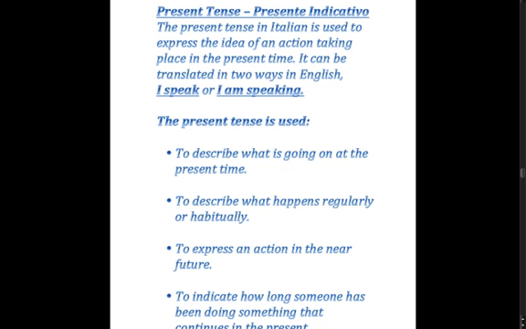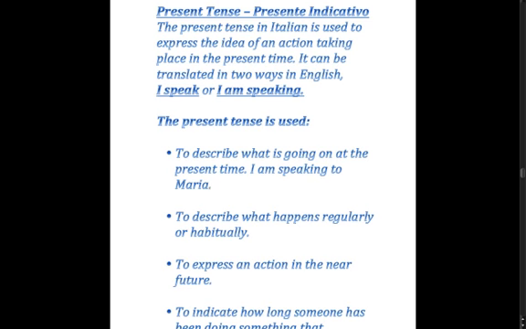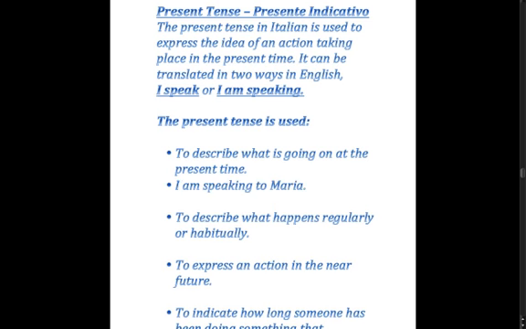An example would be, I am speaking to Maria. Okay, so this is something that's happening at the present time. I am speaking to Maria.